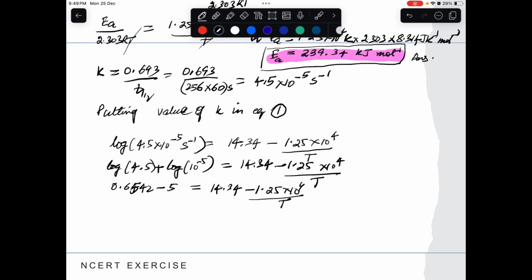Now we will simplify this. So 1.25 into 10 raised to the power 4 divided by T, we will bring this on the left hand side. This is equal to 14.34 plus 5 minus 0.6542. So we are getting this value as 18.6858.